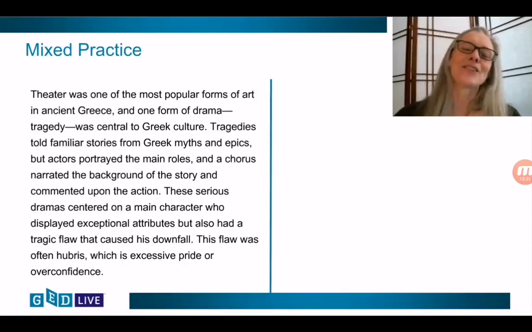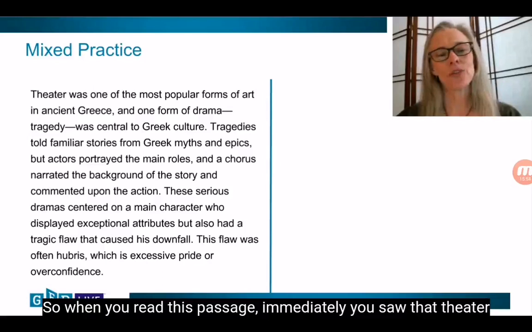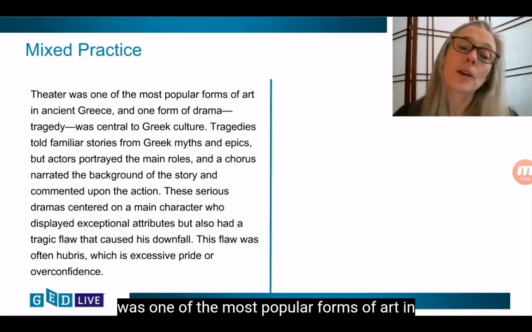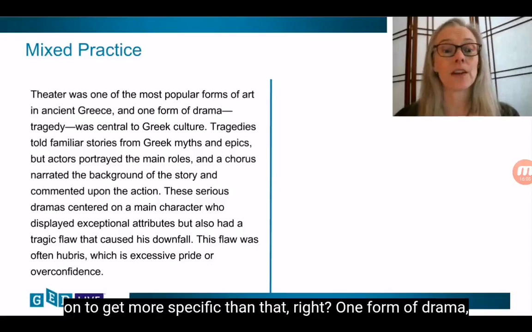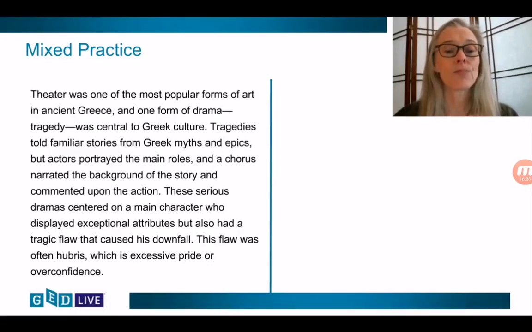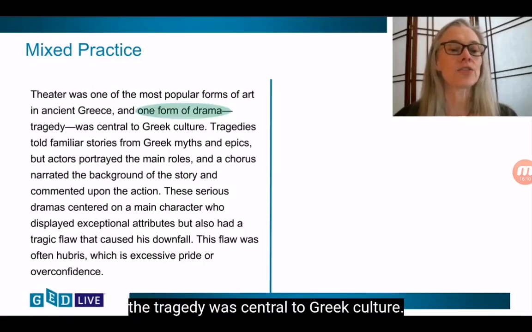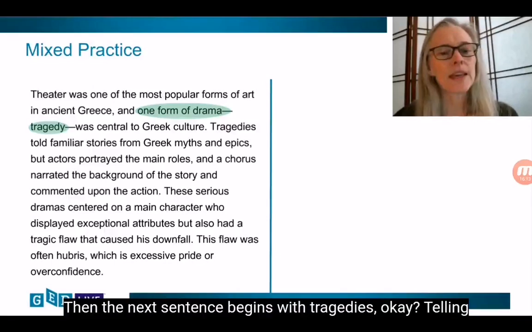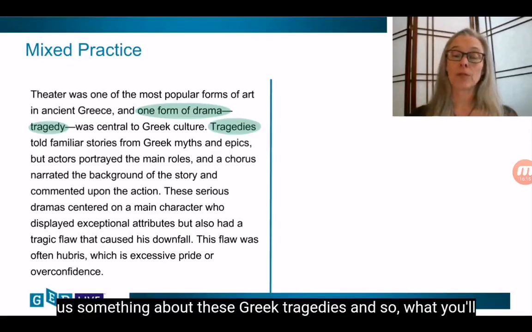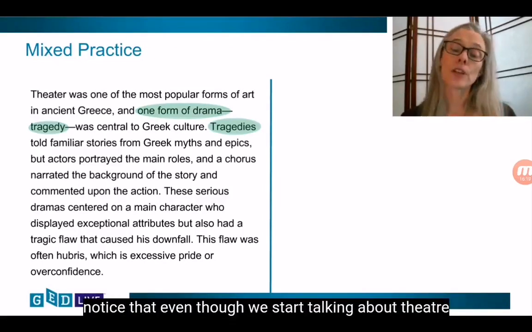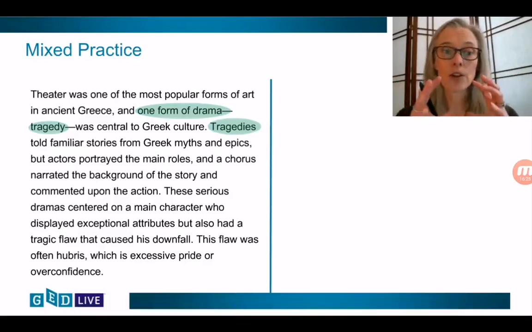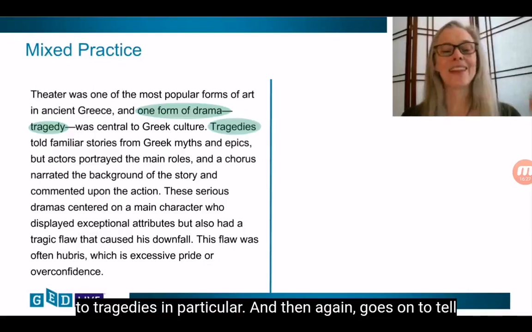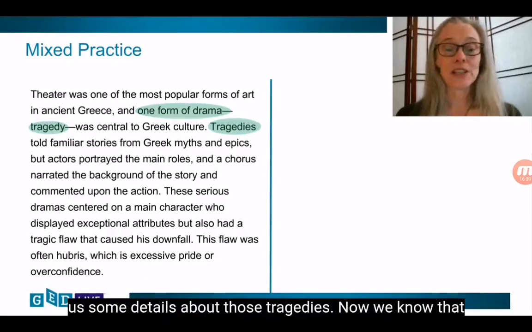Welcome back. So when you read this passage, immediately you saw that theater was one of the most popular forms of art in ancient Greece. But then immediately the passage goes on to get more specific than that. Right? One form of drama, the tragedy, was central to Greek culture. Then the next sentence begins with tragedies, okay, telling us something about these Greek tragedies. And so what you'll notice is that even though we start talking about theater in ancient Greece, this passage quickly narrows it down to tragedies in particular. Right? And then, again, goes on to tell us some details about those tragedies.